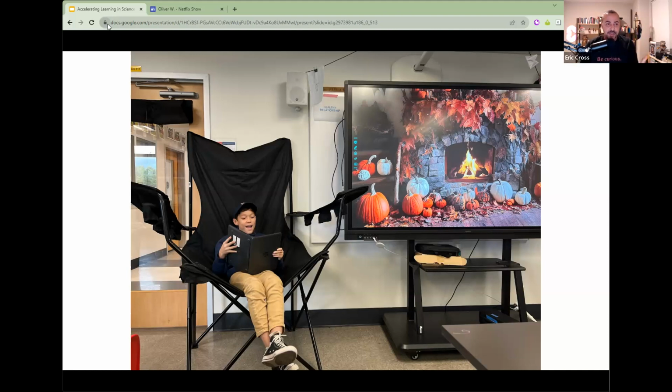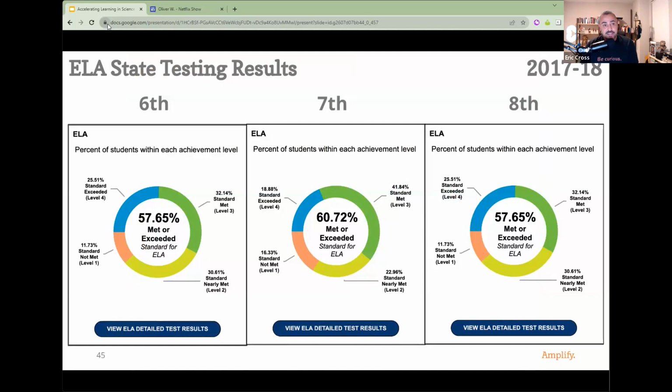Now, I just want to show you a couple data points because I'm a science teacher. Before we wrap up for Q&A. These are our ELA state testing results from 2017, 2018. My grade level, I am the only science teacher. We are in the middle.